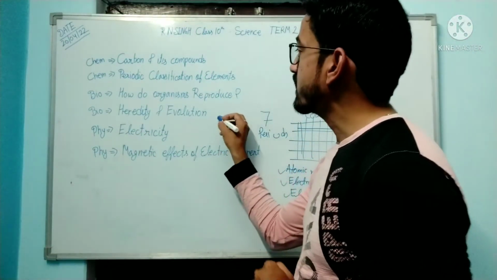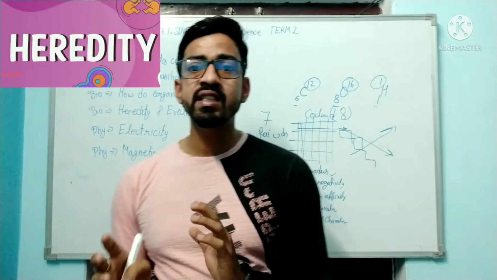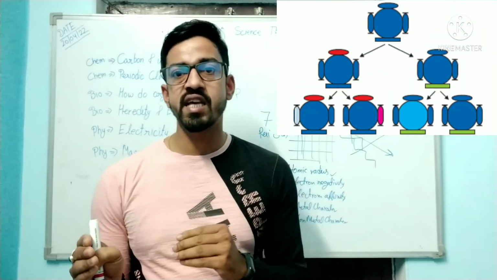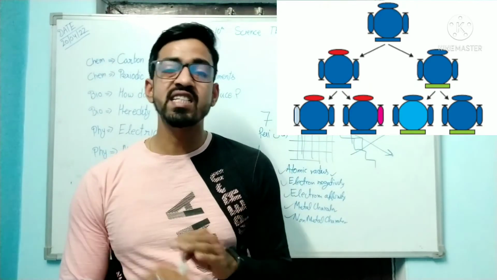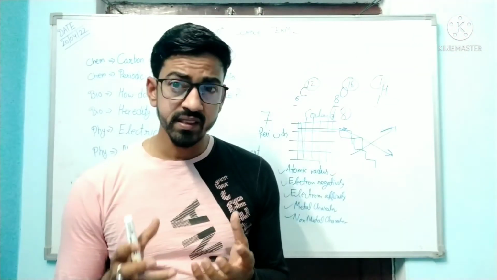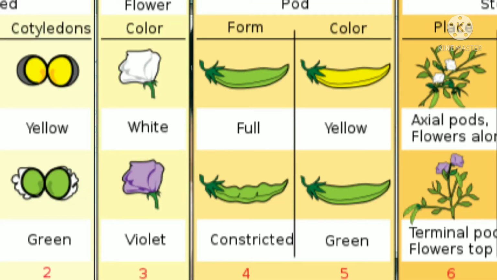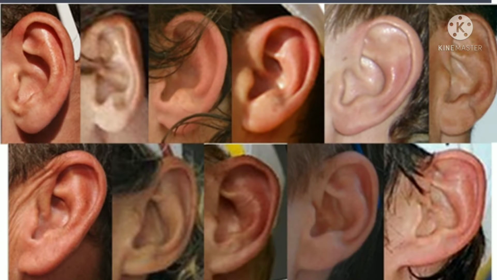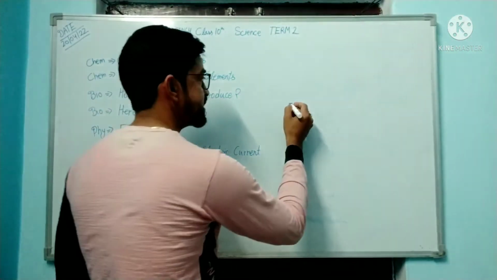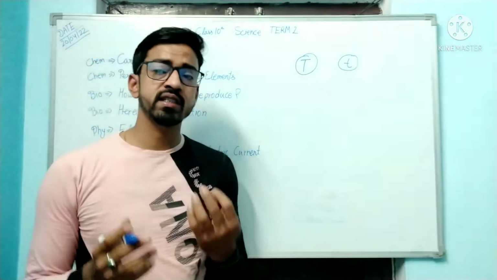This is very important. Next is heredity and evolution. The evolution portion is not coming this year, but heredity is. In heredity, the very important things are variation, like how variation happens and how parents and progeny differ from each other, what is the cause of variation. And second is the types of heredity, like what happens when we take a tall plant and a small plant, what will be the condition of the F1 progeny.